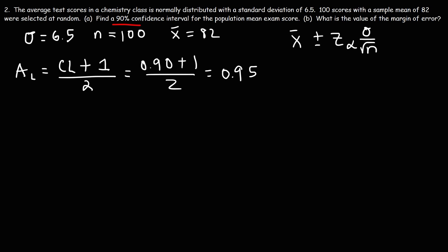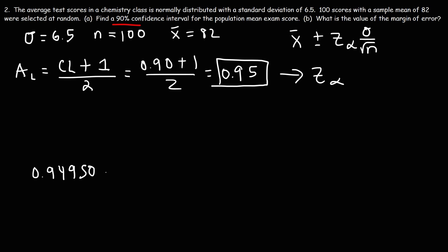So using the positive z-score table, which gives you the area from the left, locate a value of 0.95 and then find the corresponding z-score. So for 0.95, we don't have an exact value, but we got two numbers of interest. For an area of 0.94950, according to the z-score table that I'm using, the z-score that corresponds to it is 1.64. And there's another one that's close to it, 0.95053. The z-score for that is 1.65.